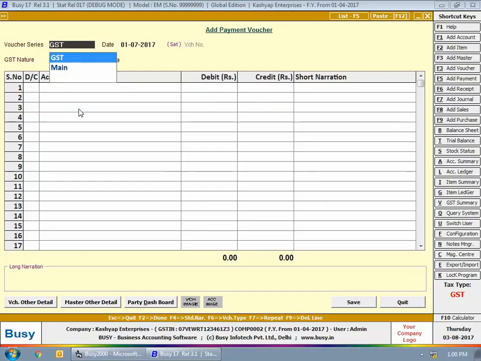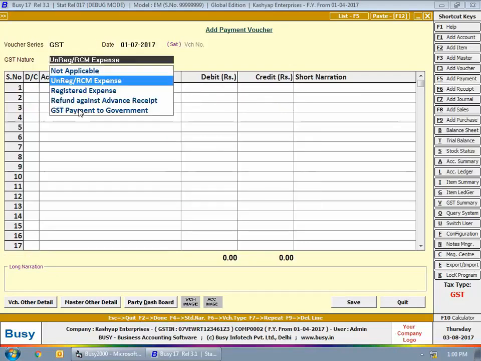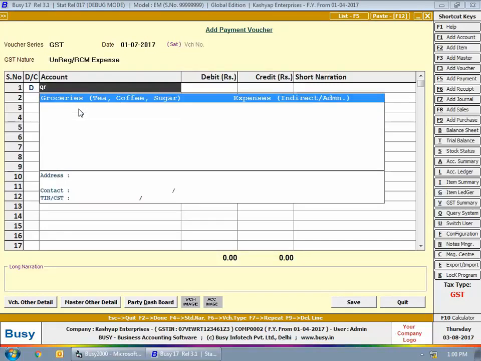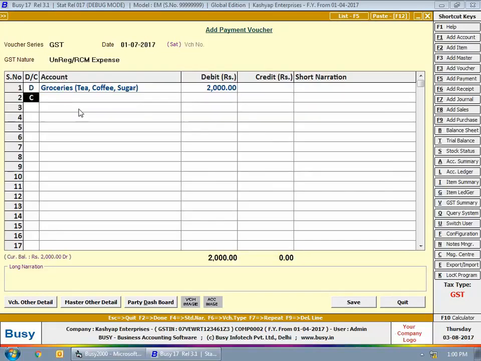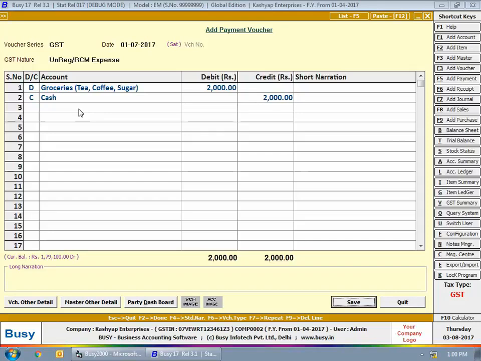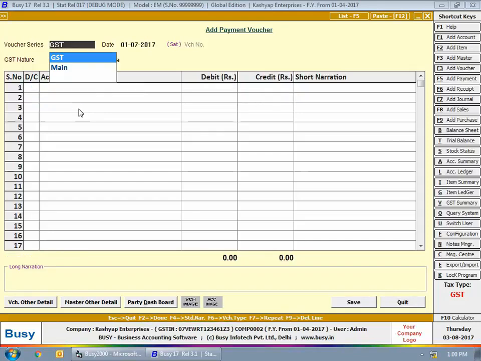Next, we are entering a payment voucher on 1st July for unregistered RCM expenses for groceries, tea, coffee, sugar of 2000 rupees. This transaction is liable for RCM if the total expense for 1st July exceeds 5000 rupees, but you will not get any ITC claim on groceries items.